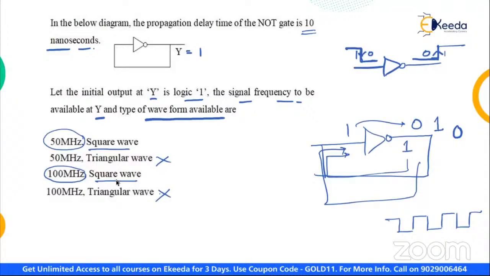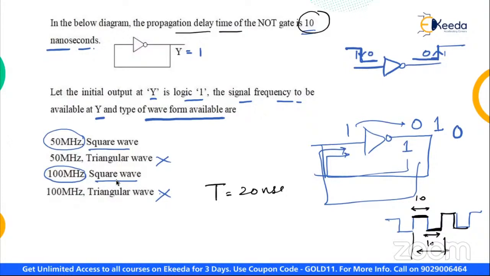Very simple. If you can see, the propagation delay time is 10 nanoseconds. It means for 10 nanoseconds, this will remain 1. For the next 10 nanoseconds, it will remain 0. So every time it is going to take 10 nanoseconds. Meaning that if you see a total time period, this will be 20 nanoseconds. So if you want to get the frequency, it is simply the inversion of time. Get the answer, guys. It is 1 upon 20 nanoseconds. What is the correct answer? Come on. It is obviously 50 megahertz.